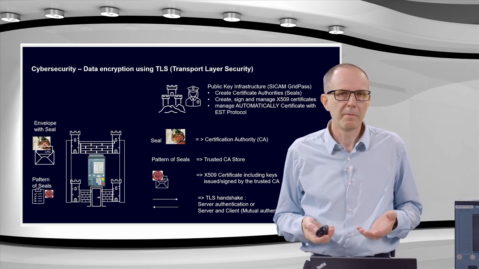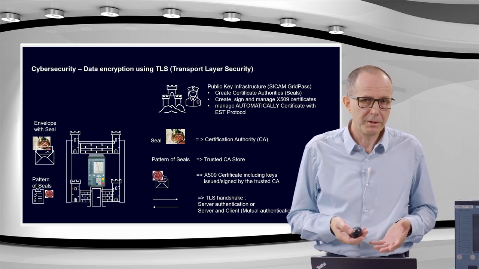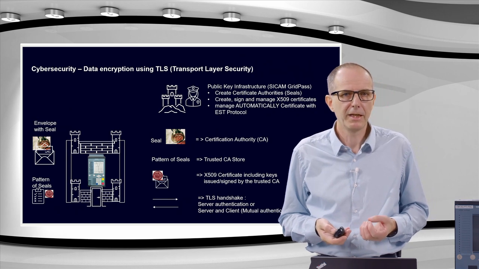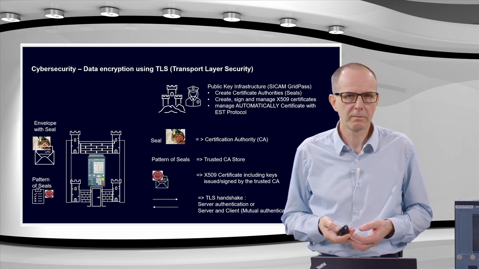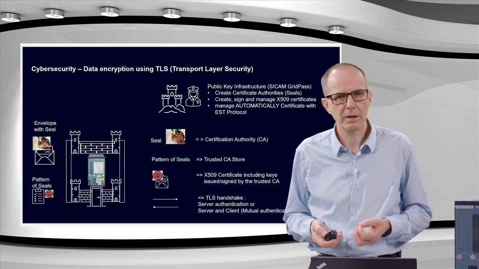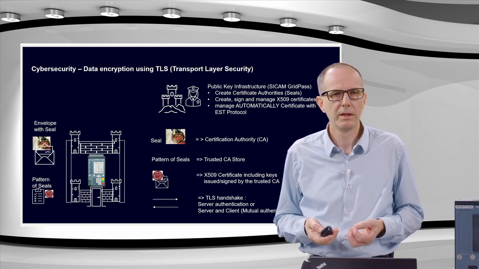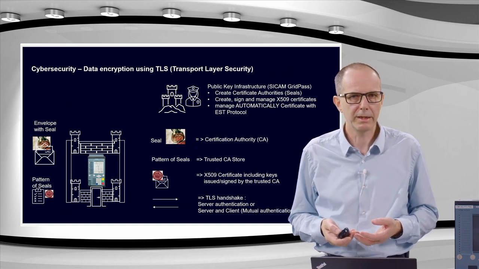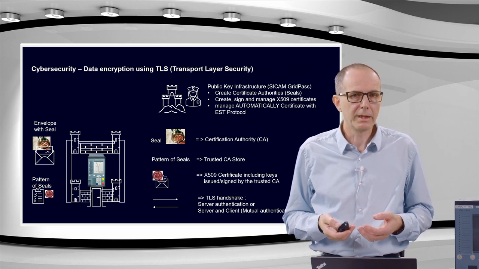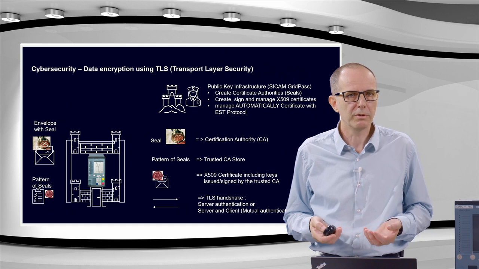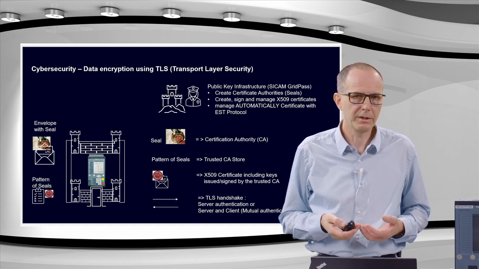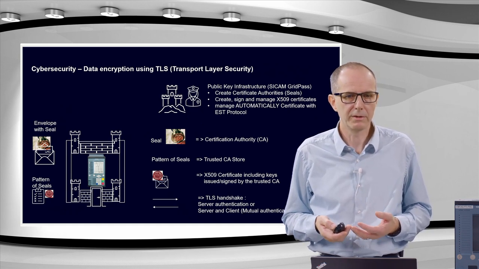And we have to mention an important piece of the TLS puzzle. It's the PKI, or Public Key Infrastructure, where SICAM Grid Pass plays this role. SICAM Grid Pass can create CAs, can create, sign and manage X509 certificates, and much more, like managing certificates automatically via the EST protocol.